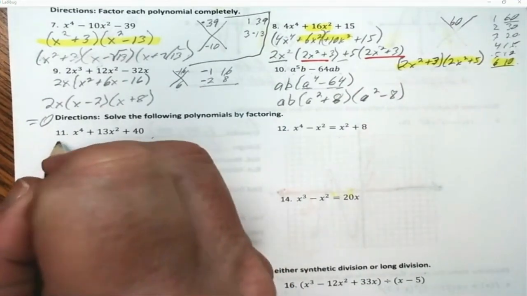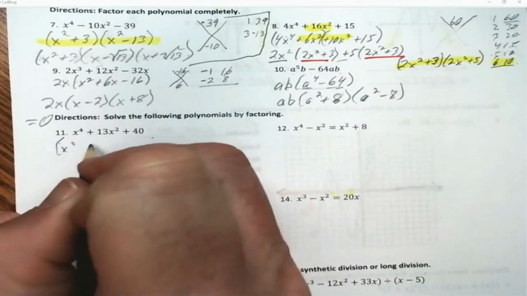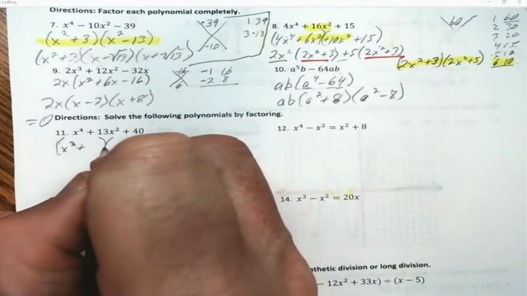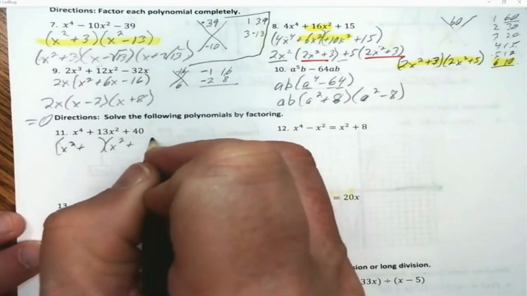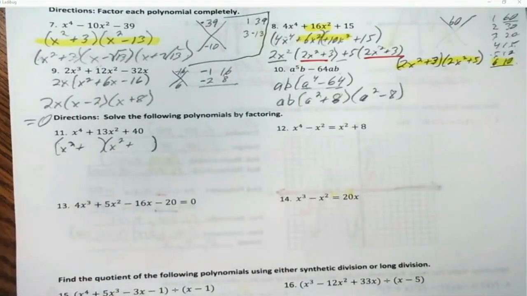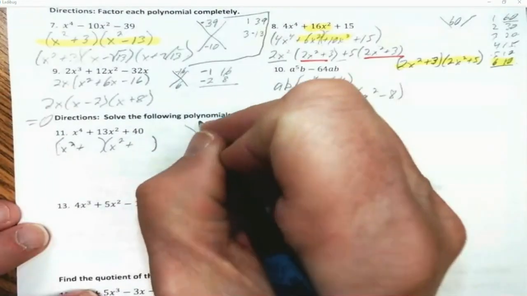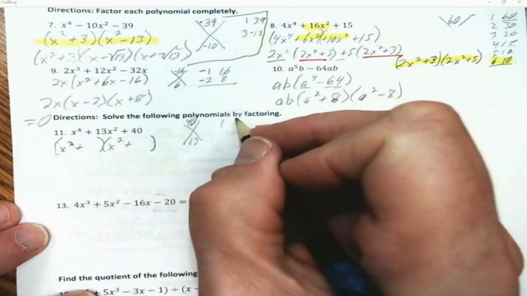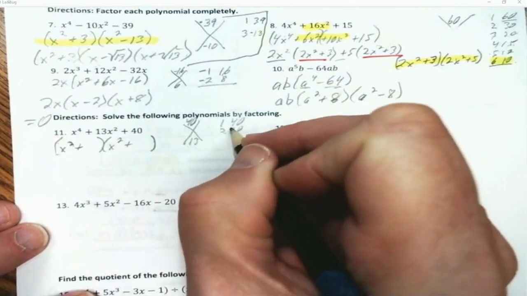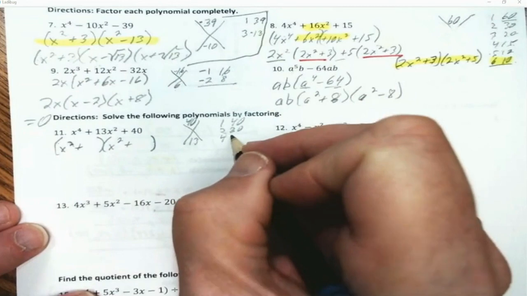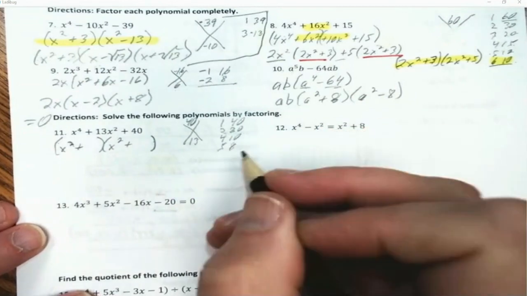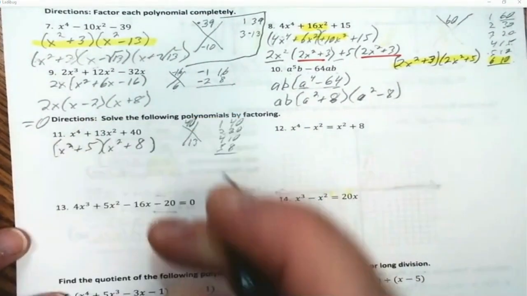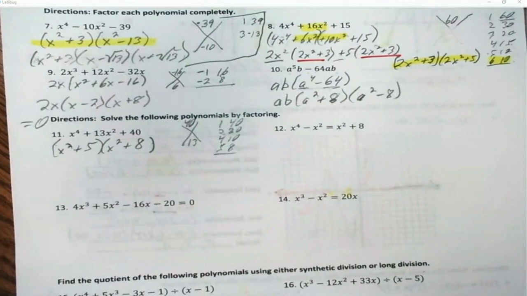So that would factor into x squared plus something and x squared plus something else, because these are all positive. So both factors will be plus. So numbers that multiply together to be 40 and add together to 13. Well, 40 is 1 times 40, 2 times 20, 4 times 10, 5 times 8. 5 and 8 add together to be 13. So x squared plus 5 and x squared plus 8. Those don't factor any further.